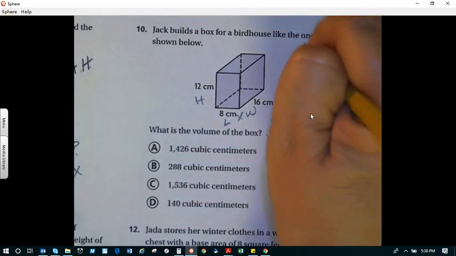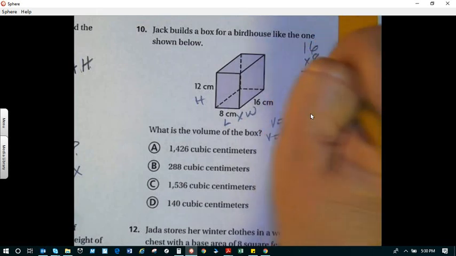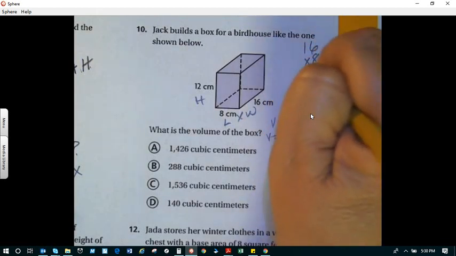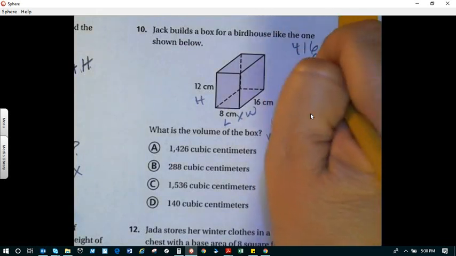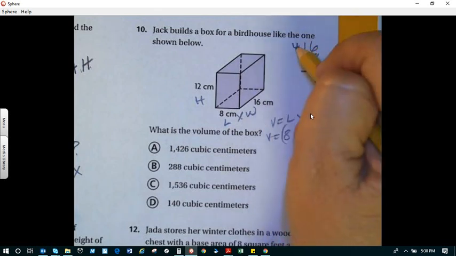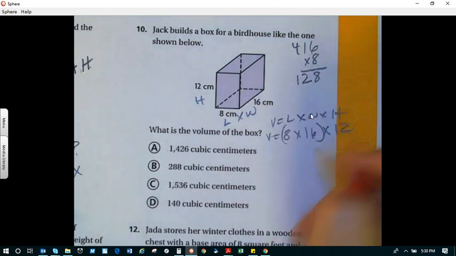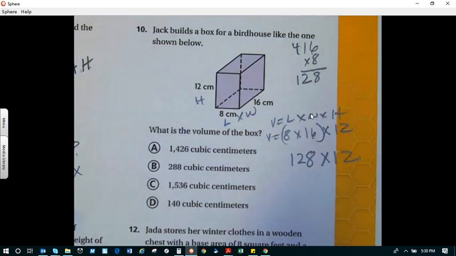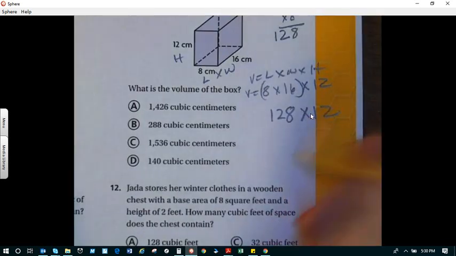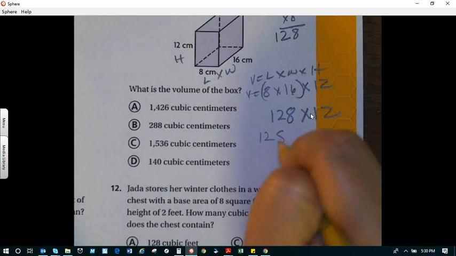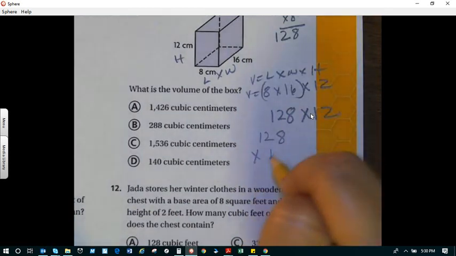So 16 times 8. 8 times 6 is 48. 8 times 1 is 8. Plus 4 is, so we have 8, 9, 10, 11, 12. It's 128 times 12. Okay, so I'm going to do my multiplication here. 128 times 12.